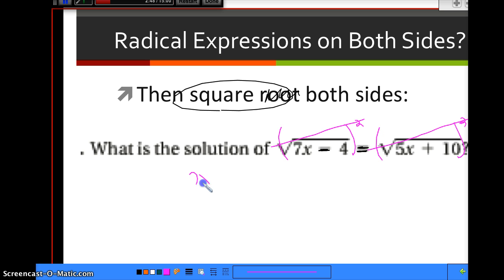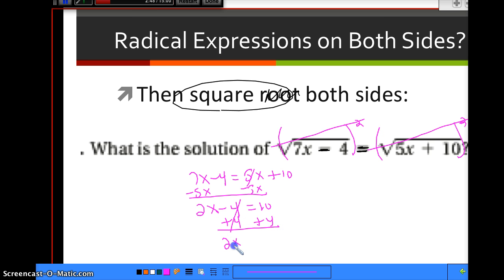You're left with 7x minus 4 is equal to 5x plus 10. We're solving for x. Let's go ahead and subtract, get my x's together. It gives me 2x minus 4 equals 10. Add 4 to both sides. That's going to give me 2x is equal to 14. Divide by 2. We're coming up with x equals 7.